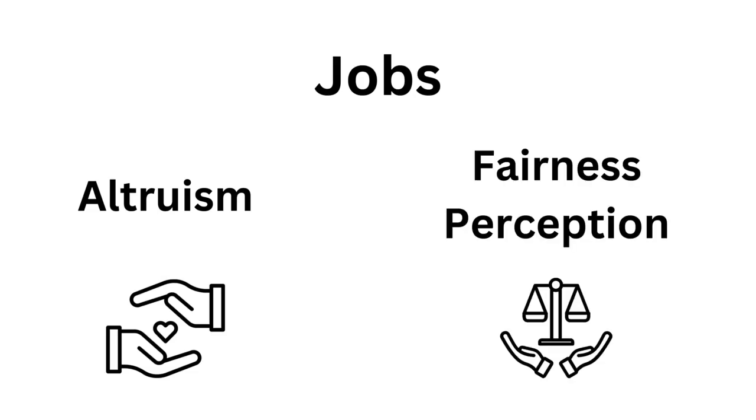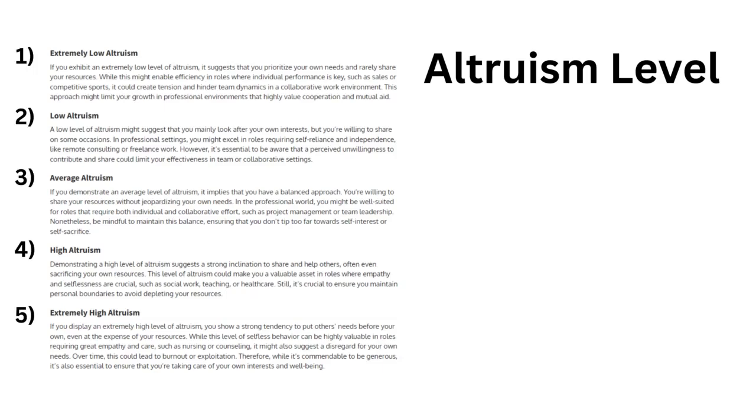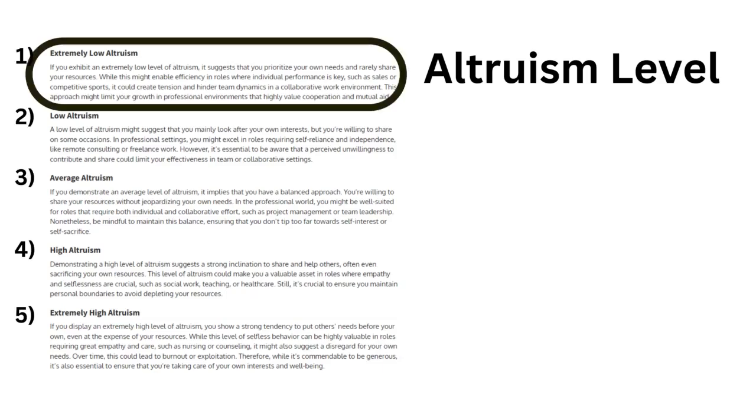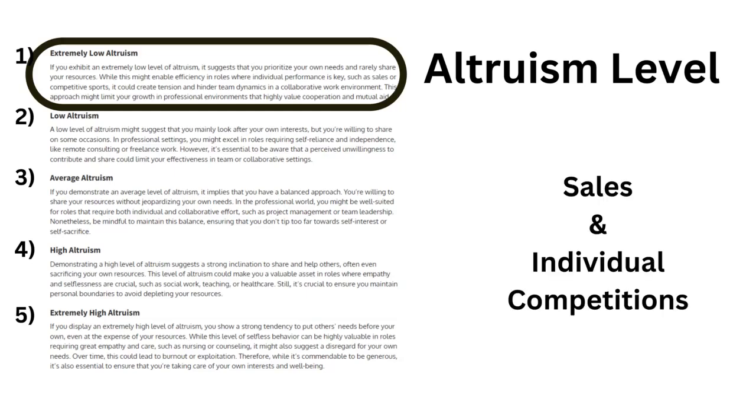Connecting this to jobs, this game breaks your score into an altruism level and a fairness perception score. Your altruism level is put into one of 5 categories: extremely low altruism, suggesting you prioritize yourself and your needs and rarely share what's yours. This is great for roles where you are measured individually, such as sales or individual competitions. But it could create tension and hurt your team's dynamic, especially for collaborative work.